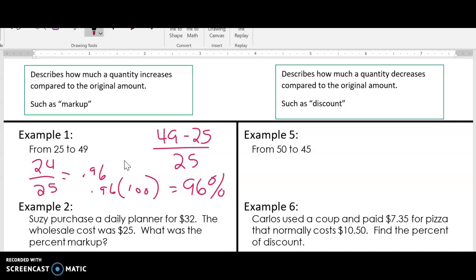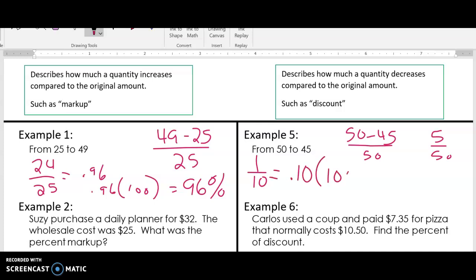Okay, 50 to 45. The amount of change, 50 minus 45, over the original, which is 50. That's 5 over 50. From 5 to 50 is 1/10, which is also 0.10. Don't forget we have to do it as a percentage, so we're going to multiply by 100, and so our answer is 10%, and because it went from high to low, it is a 10% decrease.